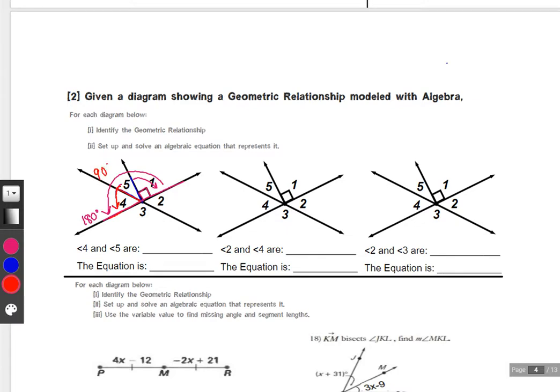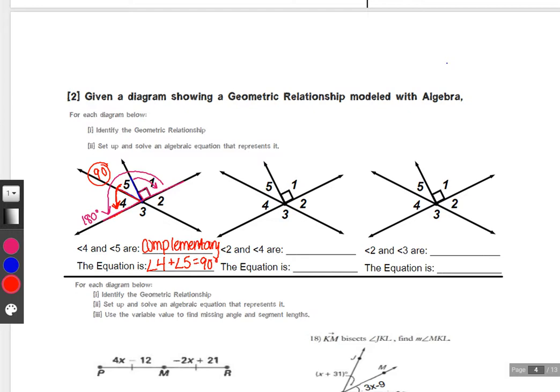So the special name for when two angles add together to equal 90 degrees is complementary angles. So you can just write complementary here. Alright, now the equation, we basically just said it, so we're taking angle 5, adding it to angle 4 to equal 90. So that's just what we're going to write down. So we have angle 4 plus angle 5 equals 90 degrees.